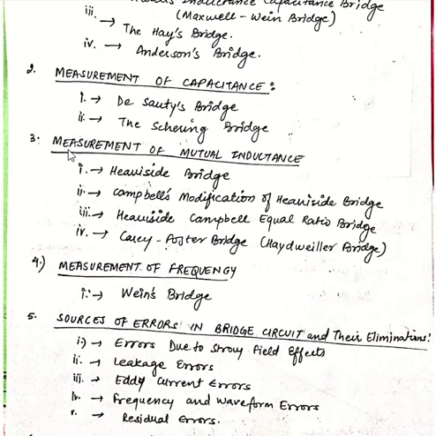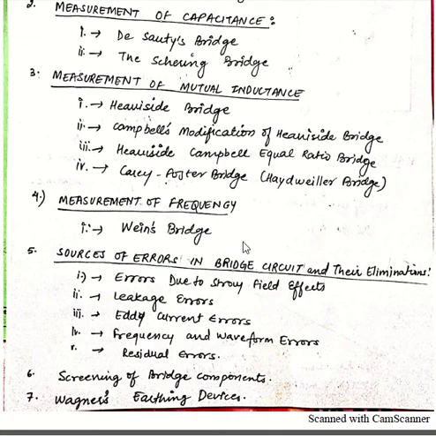Next will be measurement of mutual inductance. In this, four types of AC bridges are there. First is Heaviside bridge, Campbell's modification of Heaviside bridge, Heaviside-Campbell equal ratio bridge. These are kinds of modification of Heaviside bridge. Then the Carey Foster bridge. Measurement of frequency: in this, only Wien bridge we have to learn.